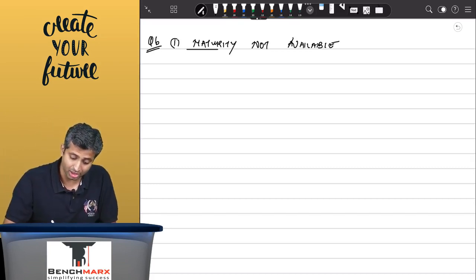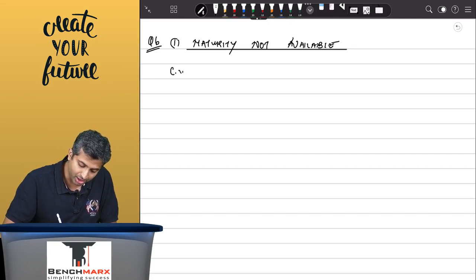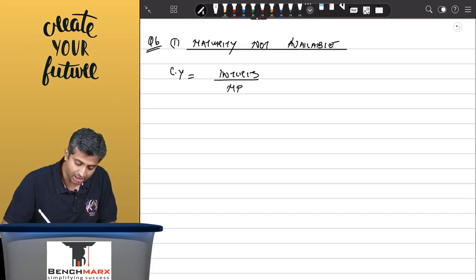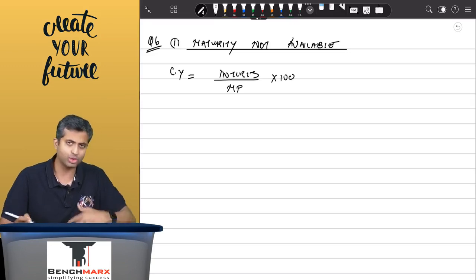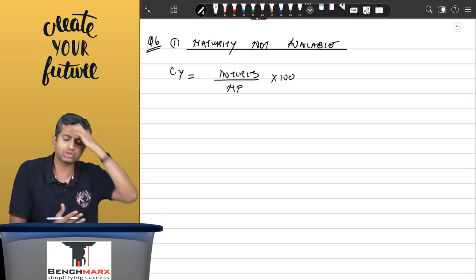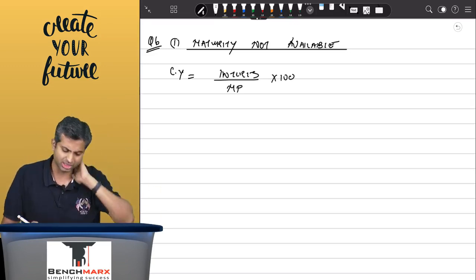However, when you look at current yield, sir, what is the formula for current yield? I'll write it in short. Current yield or CY equals the interest divided by the market price, into 100. If I do into 100, for example, it becomes a percentage. If I don't do into 100, you can show it as a decimal value.